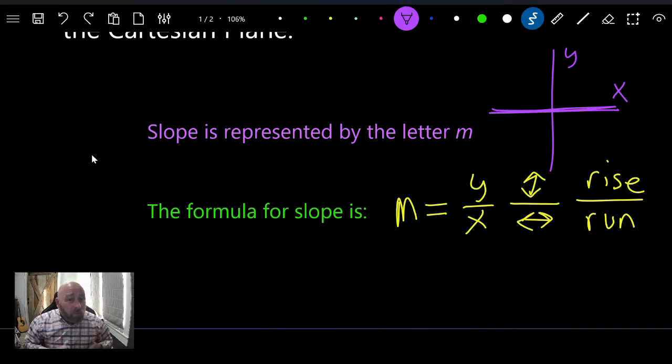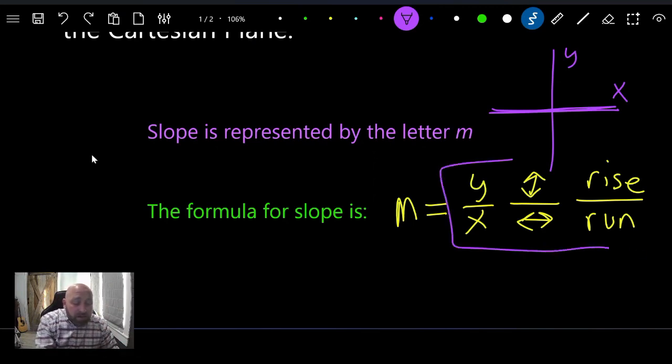Rise is when you get up, like you rise out of bed. So the idea of rise is going up or down, and the idea of running is when you go left and right. When you run, you're going left and right. You're not going up and down. That's jumping, right? So that's rising. Rising, up and down, running, left and right. However you remember this right here, it's fine. But these are kind of the three little formulas that we have to help us remember how to do this.